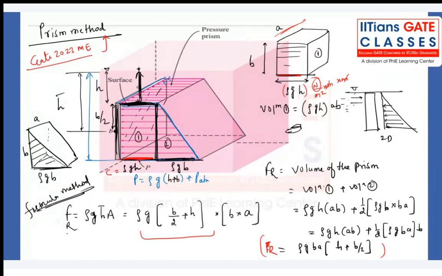Moreover, this formula is not applicable for a multiple fluid system. Not for a multi-fluid system. That means whenever you have only a single liquid column, then only you can use this particular formula. When you have multiple fluids, then definitely you cannot use this particular formula. Remember that. Either you want to convert the other liquid in terms of a single liquid column, then you can use it, or you better use the prism method. So in short, I can write, prism method is good for a multiple fluid system.